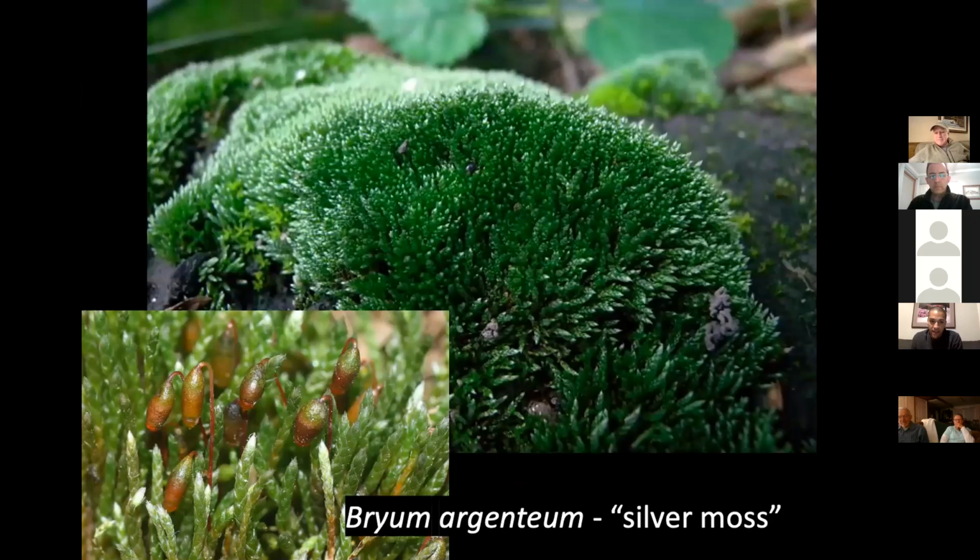Bryum is a really large genus of mosses, but they're very common. They're the quintessential sidewalk moss. So if you have cracks in the sidewalk or in your driveway and there's moss growing in it, 9 times out of 10 it's going to be this species, Bryum argenteum, or a different one. This one is silver moss because the leaf tips are clear. They don't have any chlorophyll, so they have this whitish, silverish color when the light hits them.